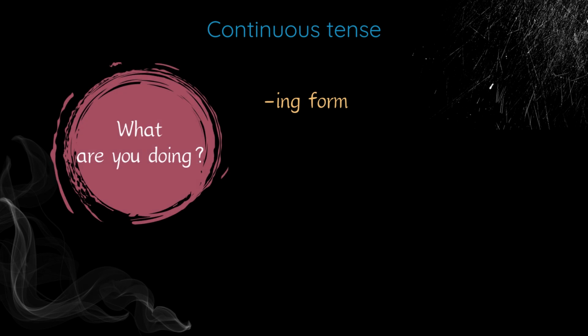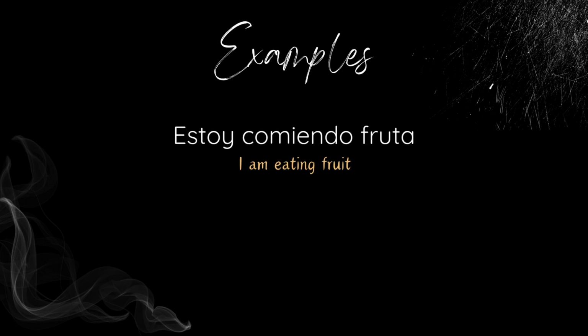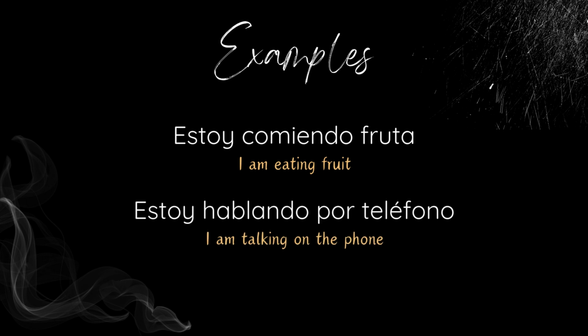Just like in English, we need the verb to be plus the action verb in its ing form. In Spanish, this is the verbo estar plus the action verb in its gerund form, which ends in either ando or yendo in Spanish. For example, I am eating fruit would be estoy comiendo fruta. I am talking on the phone would be estoy hablando por teléfono.